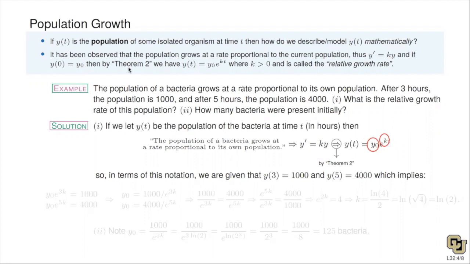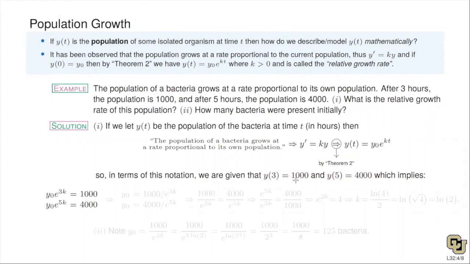And luckily, quote unquote, luckily, they gave us two pieces of information. After 3 hours, the population is 1,000 bacteria. And after 5 hours, the population is 4,000 bacteria. So here now, the left-hand side y of 3, I can plug in a 3 for the variable t in my solution, y sub 0 e to the kt. And for y of 5, I can replace the t with 5 and set that equal to 4,000.